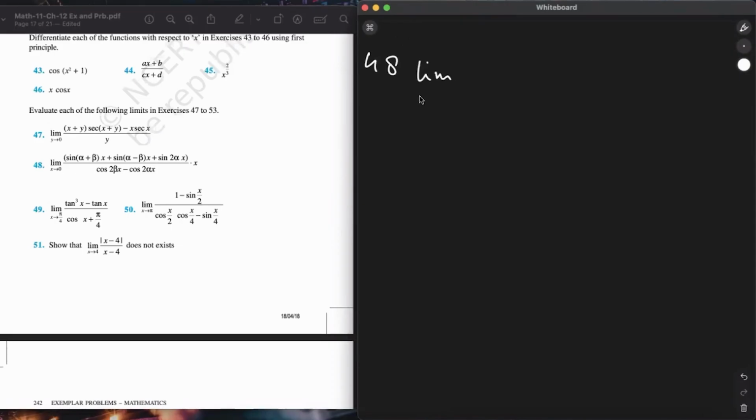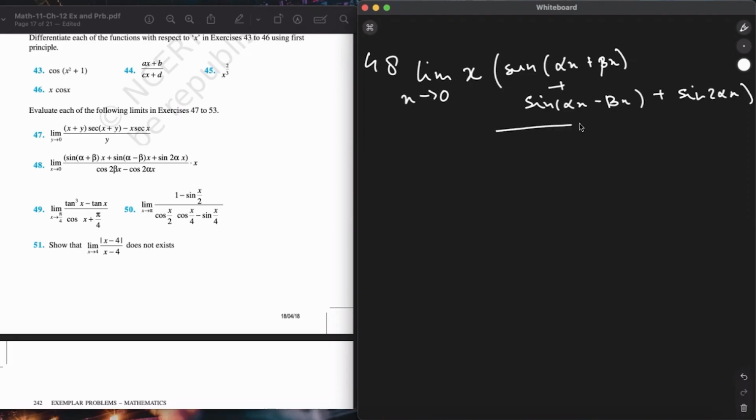Limit x tends to 0 of x times sine of alpha x plus beta x, plus sine of alpha x minus beta x, and there is plus sine 2 alpha x as well. And in the denominator, what do I have? Cos of 2 beta x minus cos of 2 alpha x.